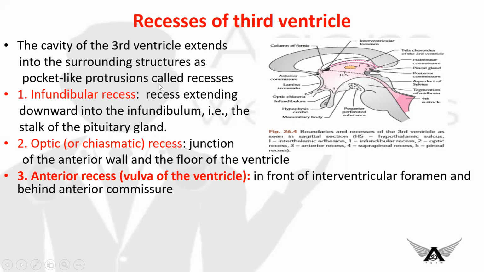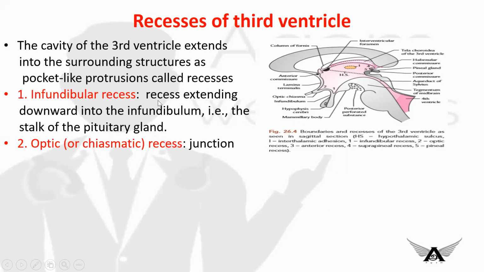The first one is the infundibular recess. It is the recess extending downward into the infundibulum. Infundibulum is the stalk of pituitary gland. You have already studied this in the brain chapter. Infundibular recess is the part of third ventricle which extends into the infundibulum.